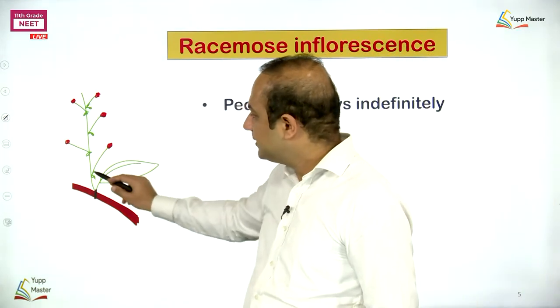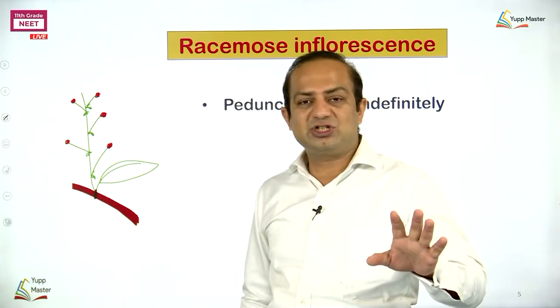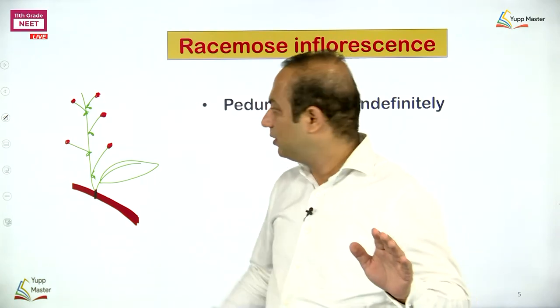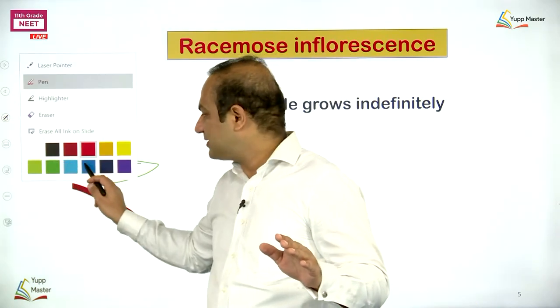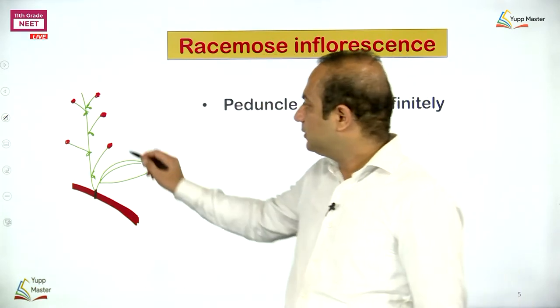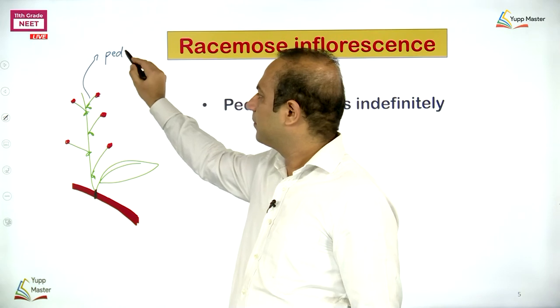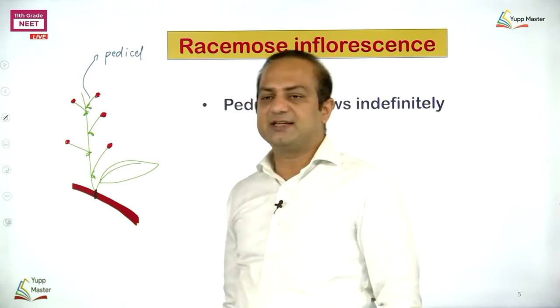So, see these. These are the flowers which are present. And now, please differentiate the two words again. What? Peduncle and pedicel. Don't be confused. As I told you very clearly, the stalk of a flower is called the pedicel.